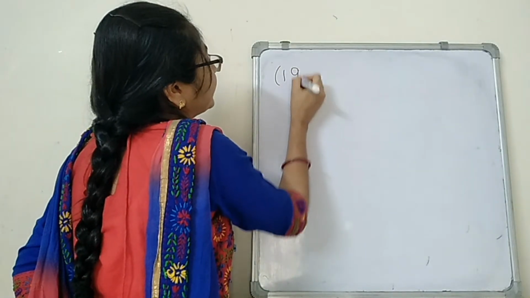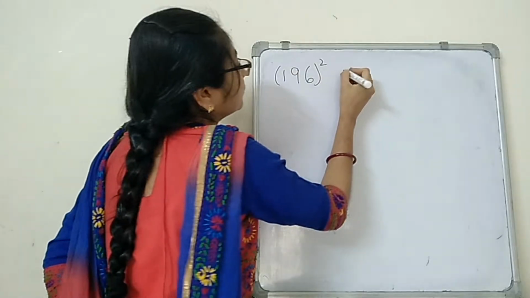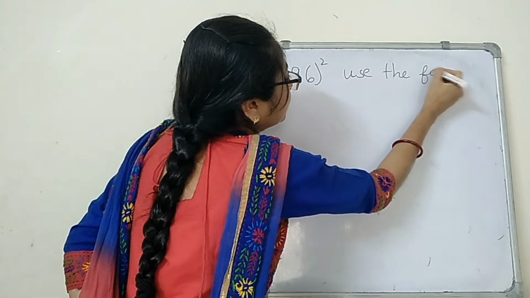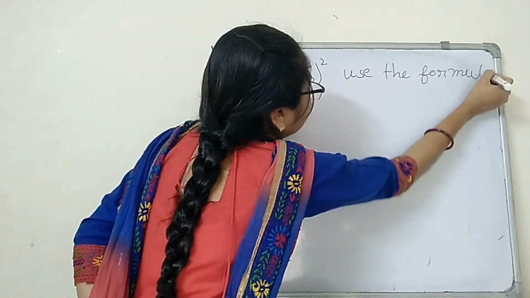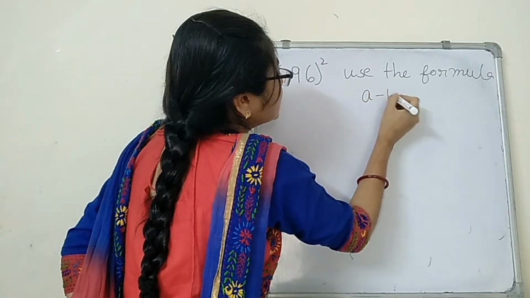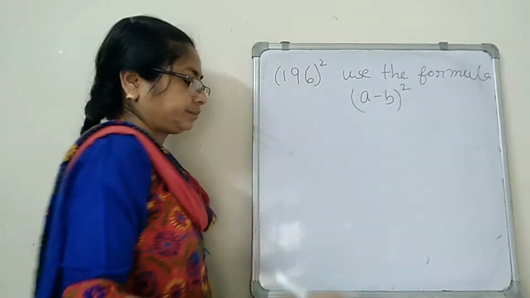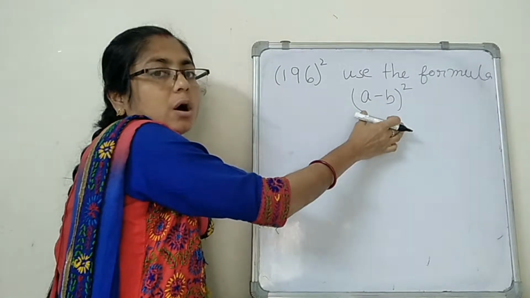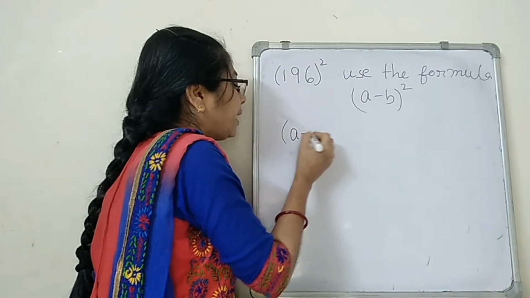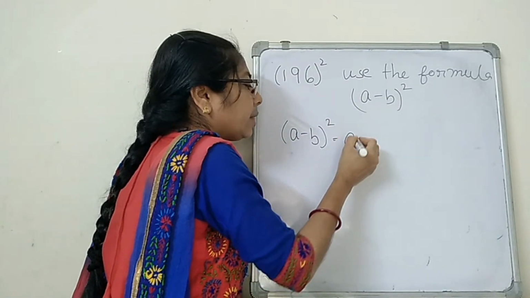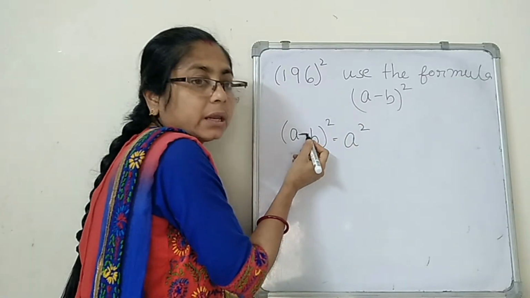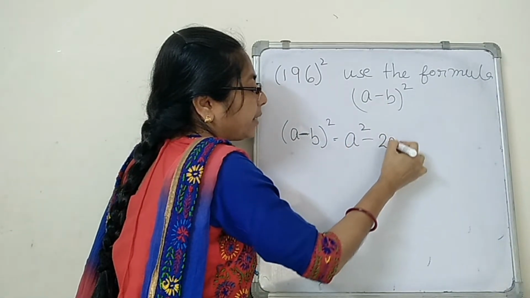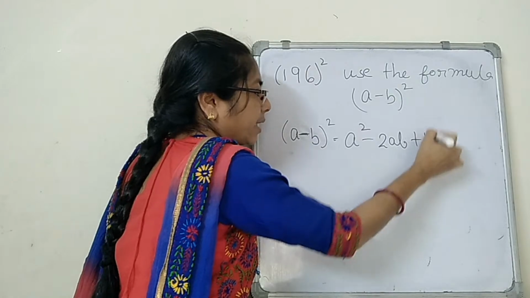196 whole square. Use the formula (A minus B) whole square. What is the formula of A minus B? First I explain the formula. (A minus B) whole square equals A square. Here it is a minus sign, so before the 2 the sign should be minus. Minus 2AB plus B square.